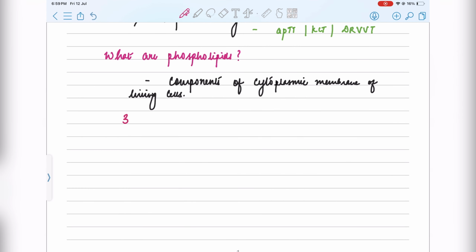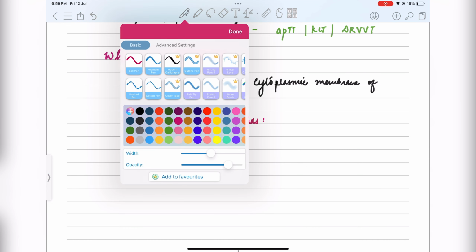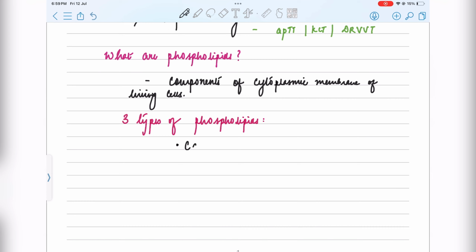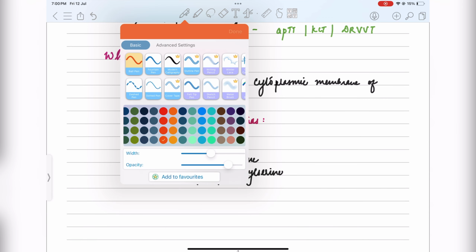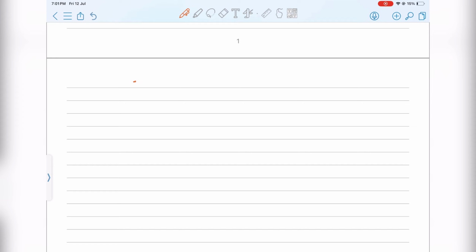And mainly, what are the phospholipids and why are the antibodies forming against these phospholipids? Phospholipids are components of the cytoplasmic membrane of the living cell, and there are three important types. First one would be cardiolipin, जिसके against antibody बन जाती है anticardiolipin. Second is phosphocholine and the third one is phosphatidylserine. So these are the three important phospholipids जिनके against antibody बनती है and patient presents to us with thrombosis.